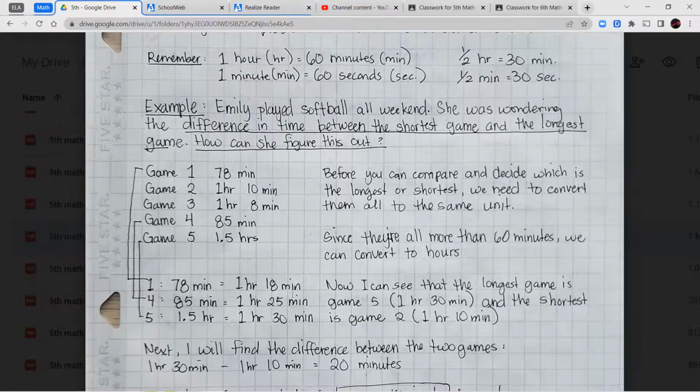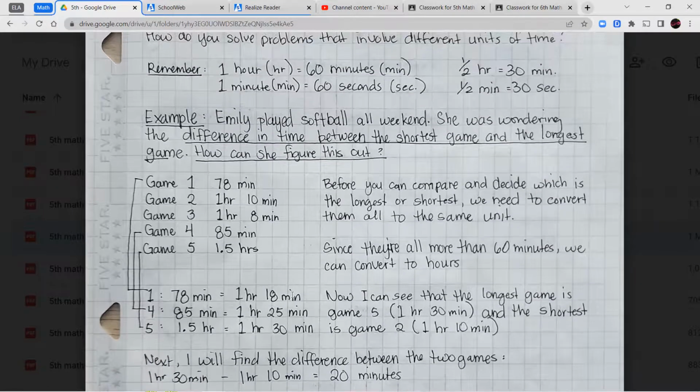Next, I'm going to find the difference between the two games, because remember, this question asks us the longest game and the shortest game. So first, in order to find the difference between them, we had to determine which was the longest and which was the shortest. So first, we changed the units to all be like units. Then we identified the longest and the shortest.